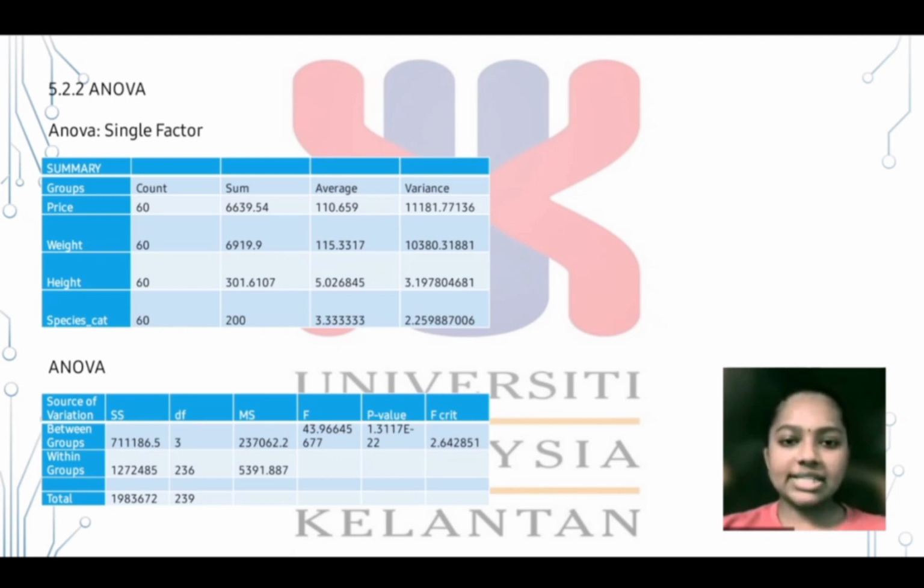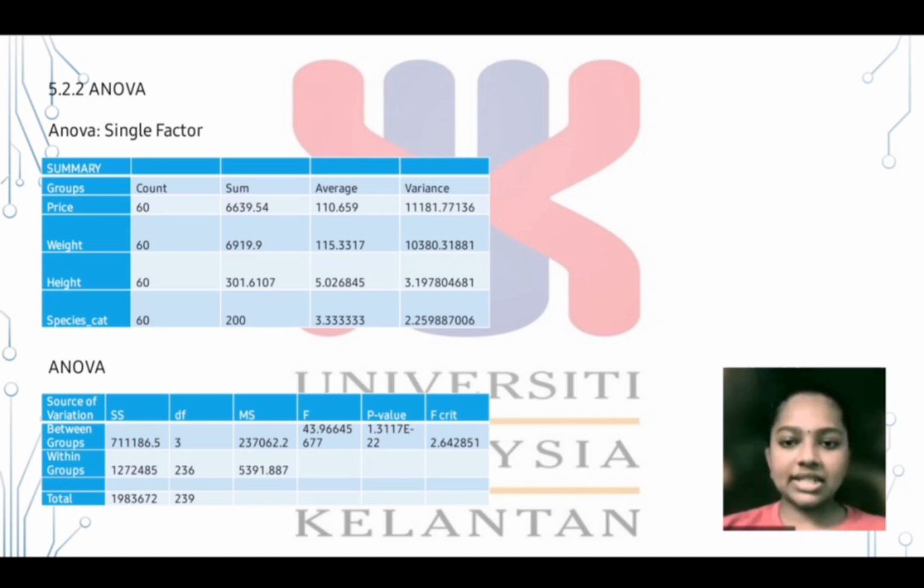Moving on, ANOVA. ANOVA stands for Analysis of Variance, and it is used to determine whether there is a significant difference in means between two or more groups. The data that was used in this analysis included 60 observations for each of the price, weight, height, and the species. The ANOVA test was used to compare the means of these four groups.